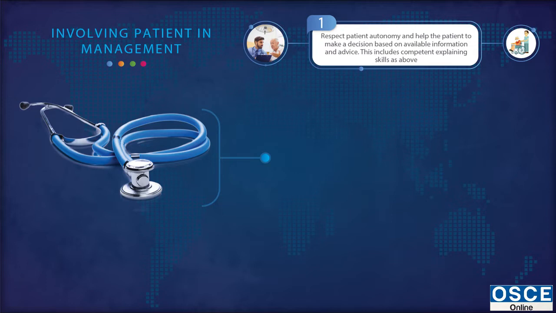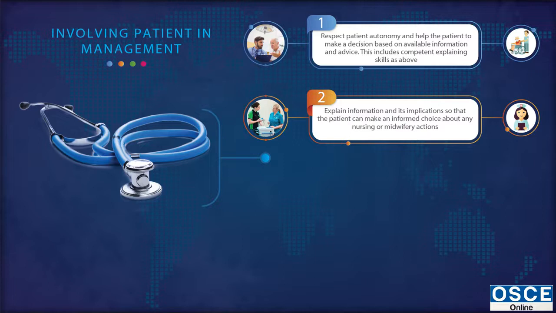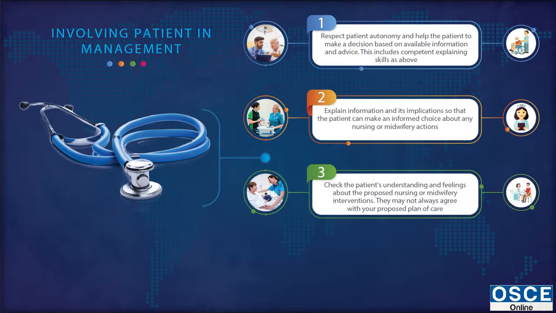C. Involving patient in management. Respect patient autonomy and help the patient to make a decision based on available information and advice. This includes competent explaining skills as above. Explain information and its applications so that the patient can make an informed choice about any nursing or midwifery actions. Check the patient's understanding and feelings about the proposed nursing or midwifery interventions.